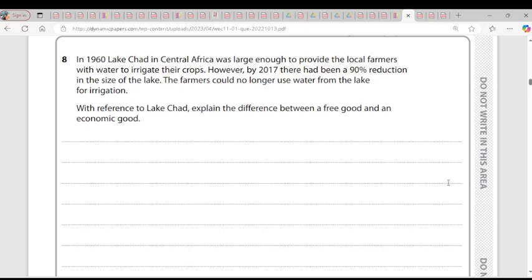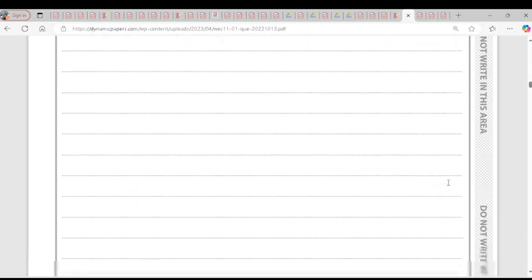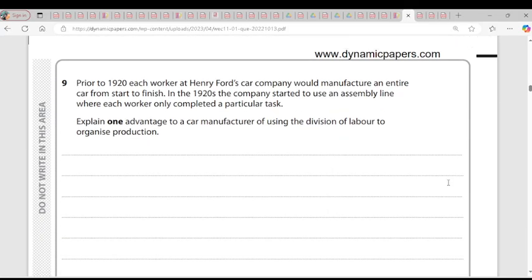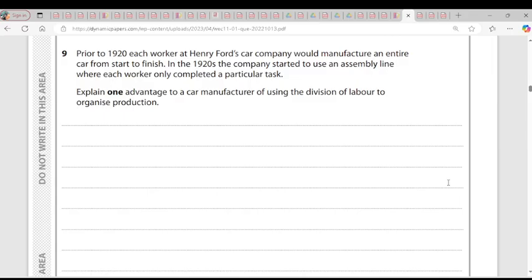So go to question 9. Are you there? He said, prior to 1920, each worker at Ford's car company would manufacture an entire car from start to finish. In the 1920s, the company started to use an assembly line where each worker only completed a particular task. Explain one advantage to a car manufacturer of using the division of labor to organize production.